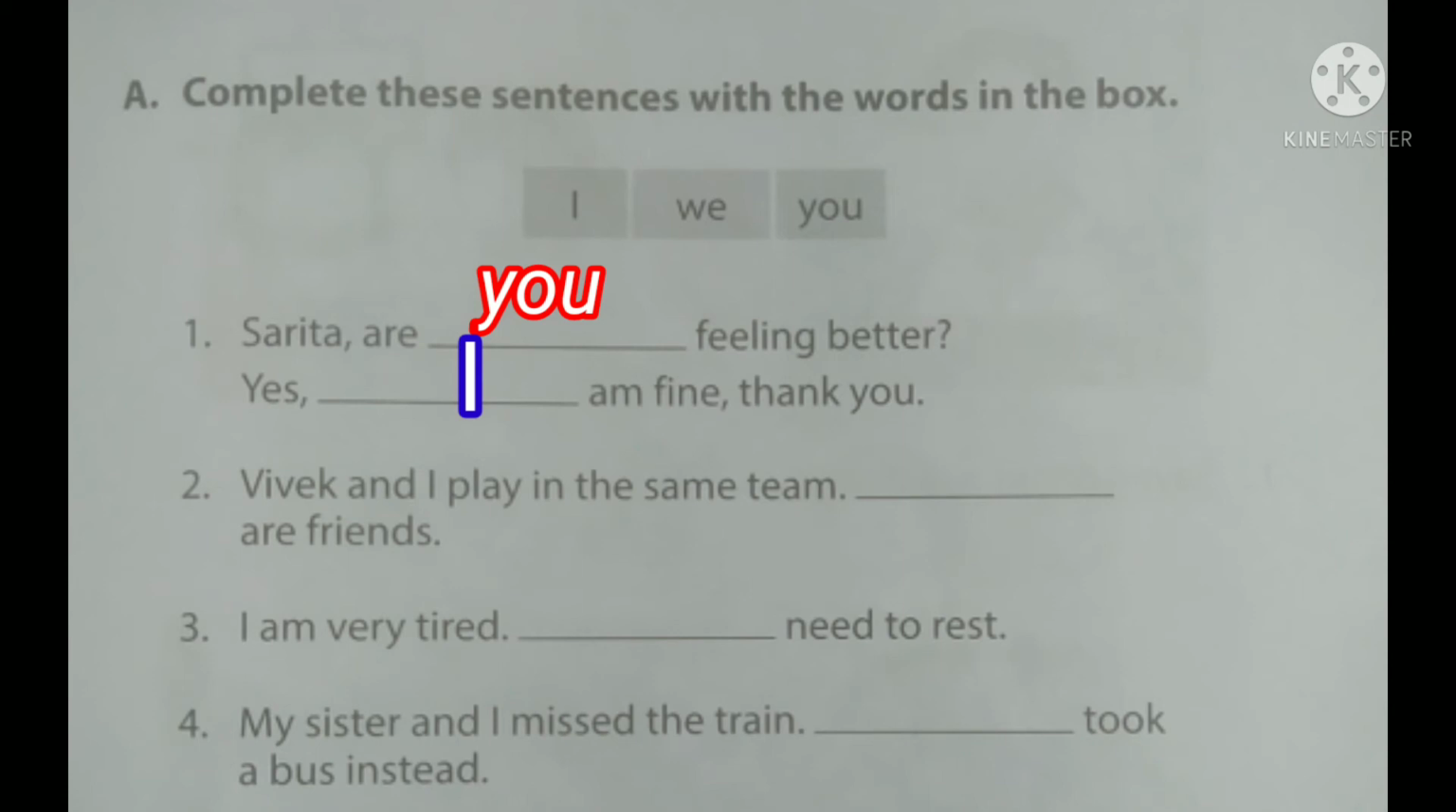Second question. Vivek and I play in the same team. Dash are friends. My dear children, what's the answer? Vivek and I. There are two persons and I along with another person. What we use? Yes, the answer we. Vivek and I play in the same team. We are friends.